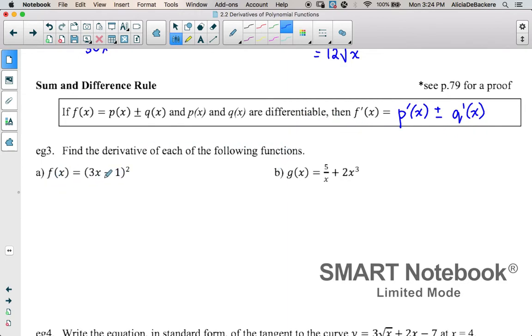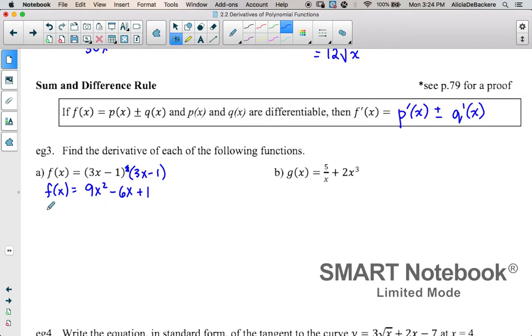In my first function, I don't have adding or subtracting. I actually have 3x minus 1 times another 3x minus 1, right? Another way for me to write this is like this. This is a multiplication, and I just told you the rule is more complicated. So what I'm going to do is actually just expand it out before I get started on the derivative. So 3x times 3x, and then I'm going to get 3x times negative 1, and then negative 1 times 3x. That gives you minus 3x minus 3x, or minus 6x, and then negative 1 times negative 1.